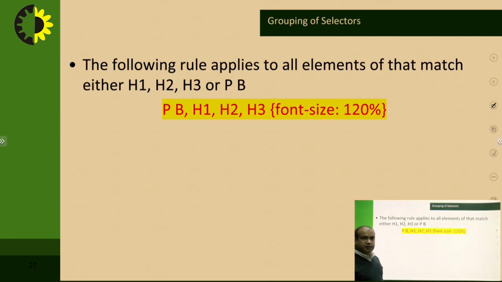Next is grouping of selectors. We can group a number of selectors by applying a rule with the comma operator. So H1, H2, H3 font size equal to 120%. That is applied to all of H1, H2 and H3.